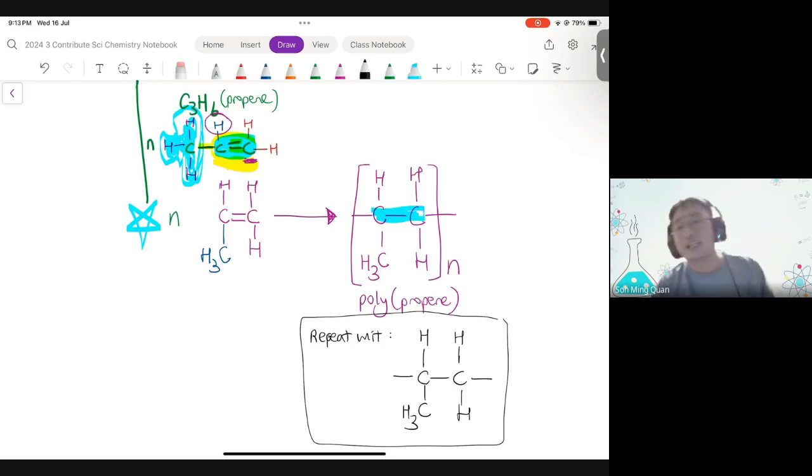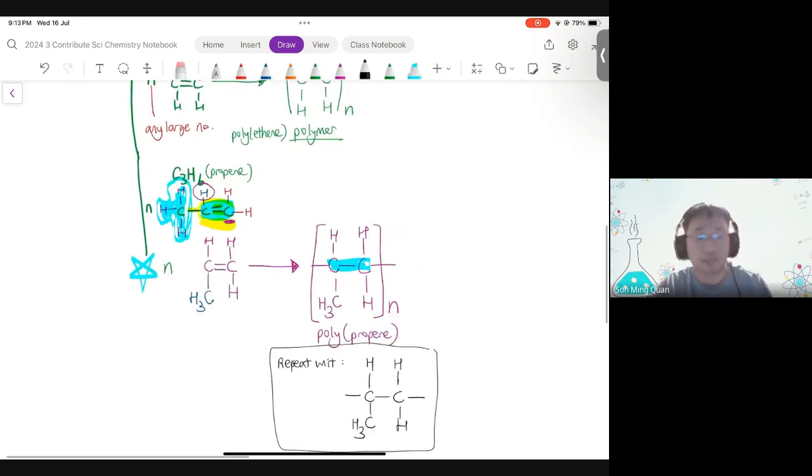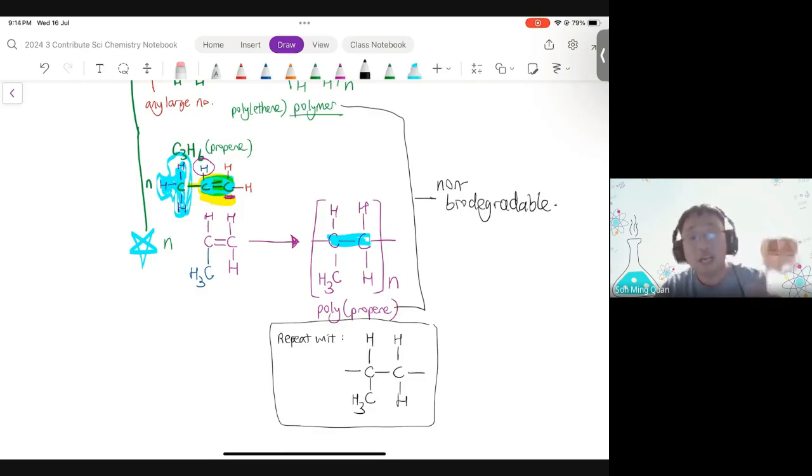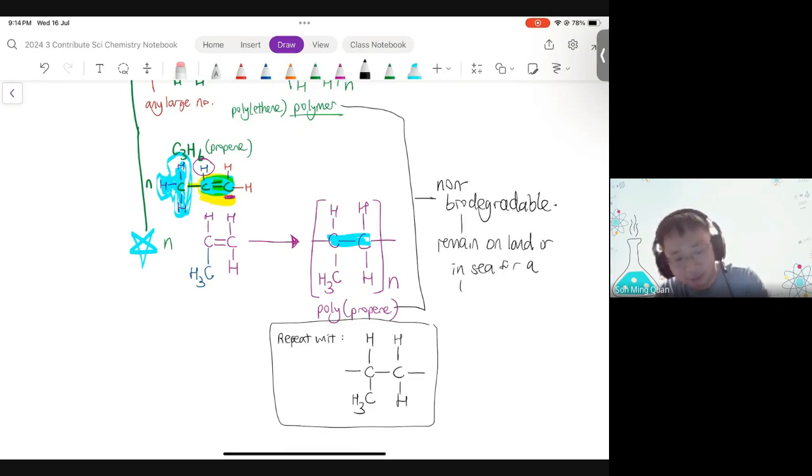Now, polypropene as well as polyethylene, they are considered polymers, but there's one big problem. The problem with these polymers is that they are non-biodegradable. That means they do not decompose naturally when thrown into the soil. If you throw these into a landfill, they do not degrade. If they do not degrade, they remain on land or in the sea for a long time.